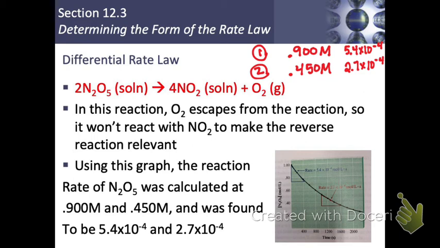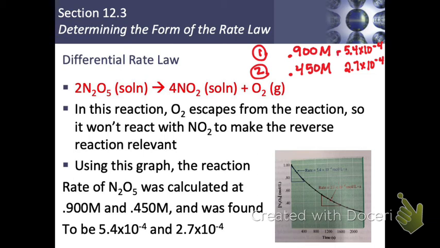Okay, so let's look at the relationship between those two experiments. What happened to the concentration between the first experiment and the second experiment? How did they change the concentration? Yeah, they divided by 2. So they started with half the concentration in the second experiment. Remember, these are 2 different experiments. The first one started at a standard of 0.9. The second one, they moved it down to 0.450.